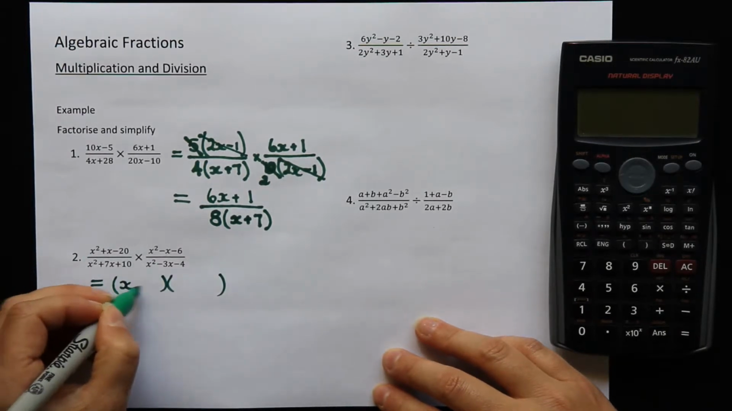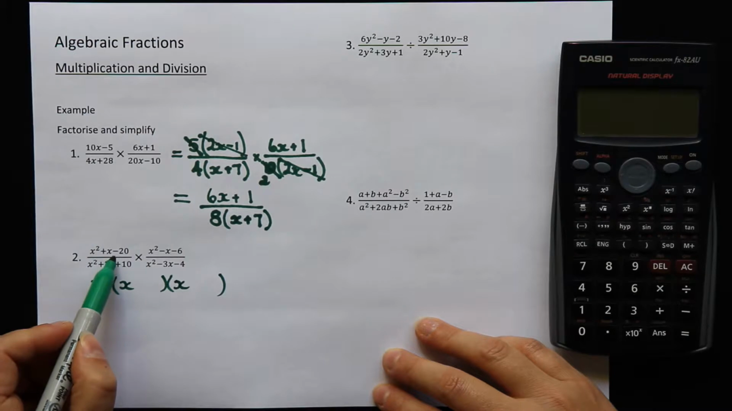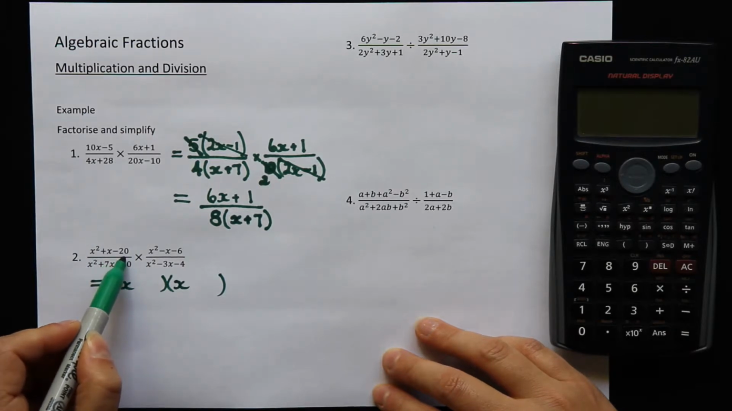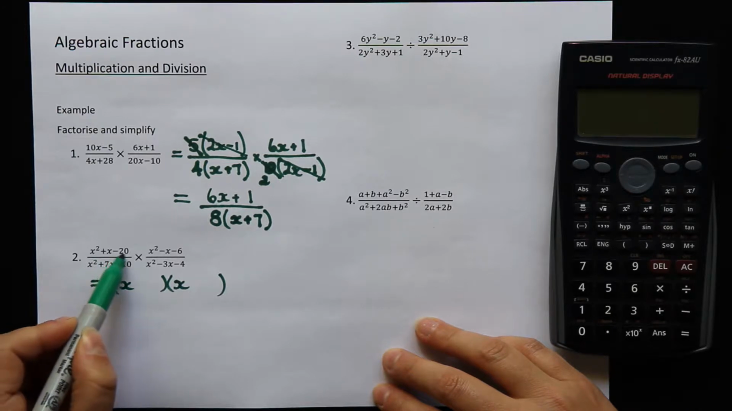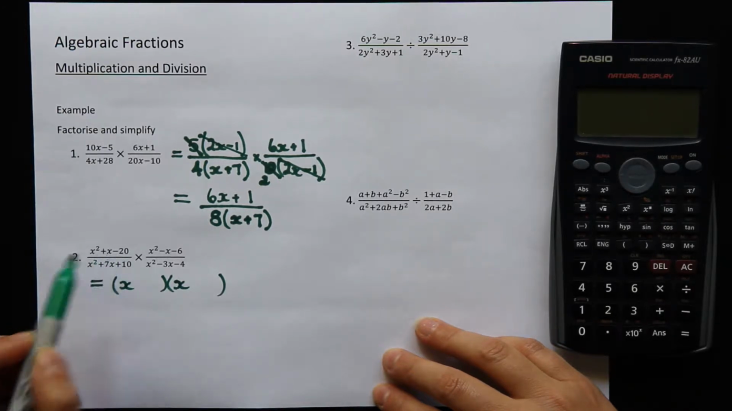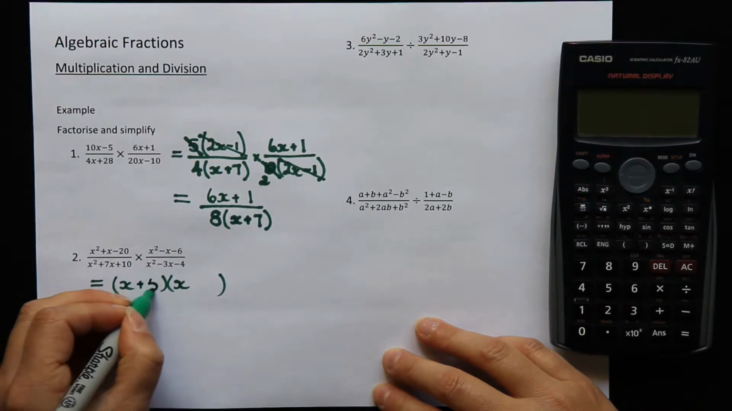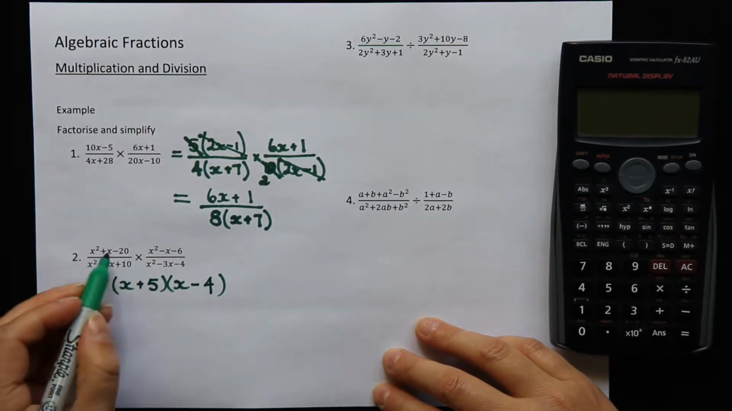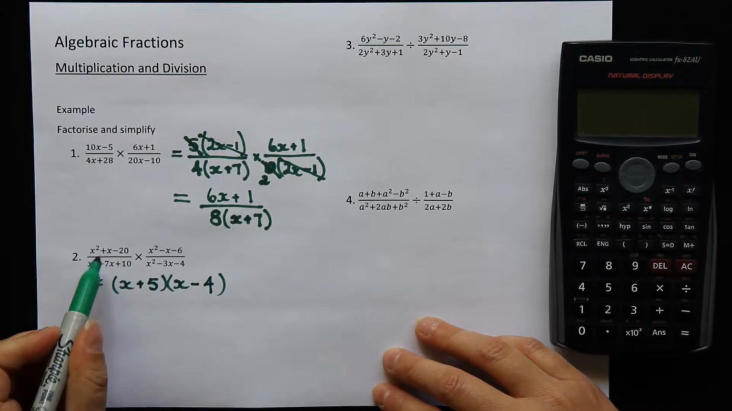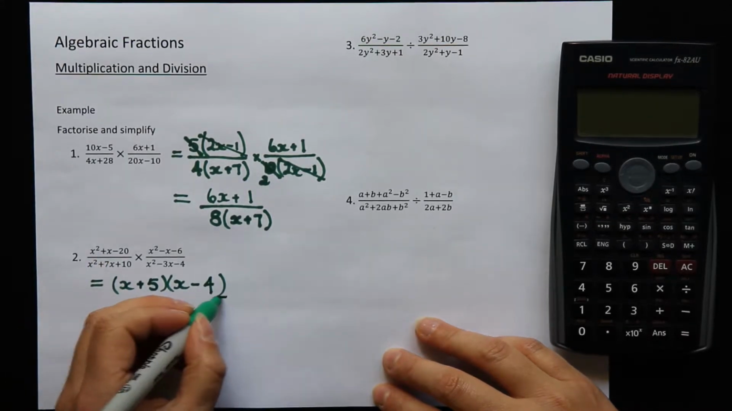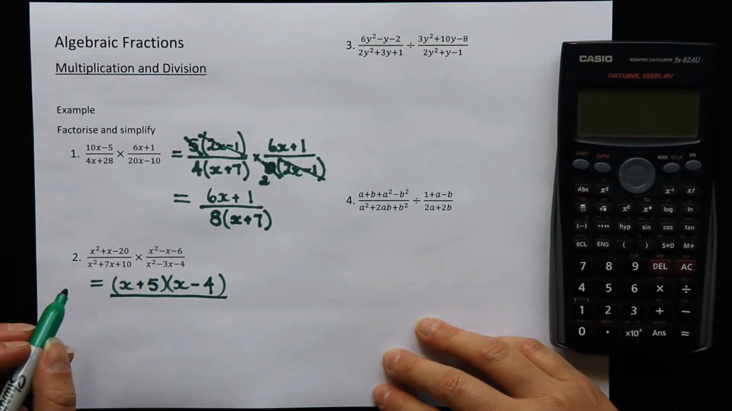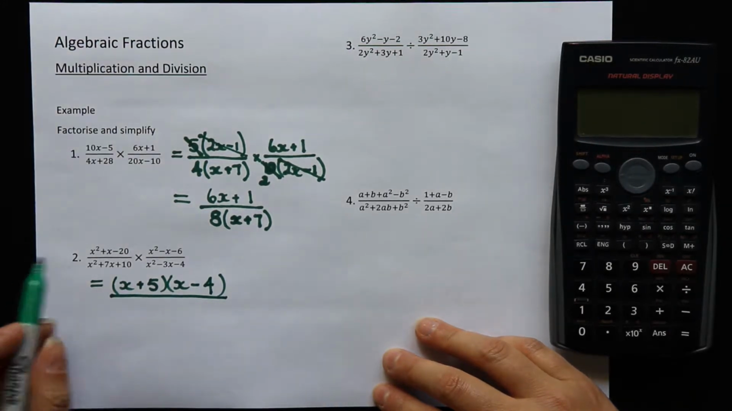We need an x at the beginning of both brackets. For this first one, I'm looking for 2 numbers that times to give a negative 20 and add to give a 1. Now 4 and 5 will give me negative 20, and if I make it a positive 5 and a negative 4, that will give me a positive 1, and will give me the negative 20 there. So that works. So remember that you can keep using your scrap bit of paper to write down all your options until it gets easier for you to do it in your head.